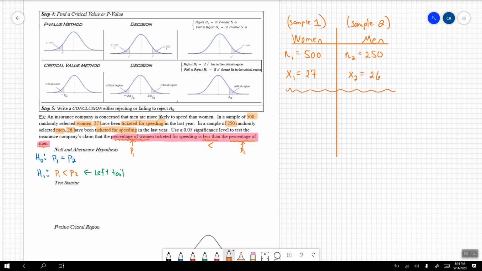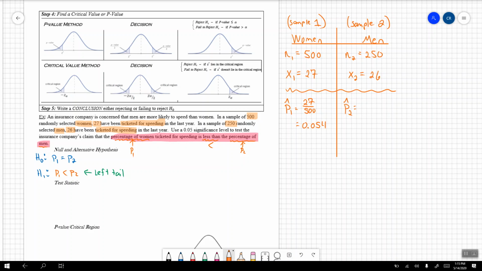The information that we now need to extract indirectly is going to be p hat 1. So what is the sample proportion for sample 1? Well, that's going to be 27 divided by 500, because 27 women out of those 500 were ticketed for speeding within that last year. So I'm going to put this into my calculator, and I get an answer of 0.054. Notice I'm not rounding. If it doesn't give me a long decimal, then let's just keep it as is.